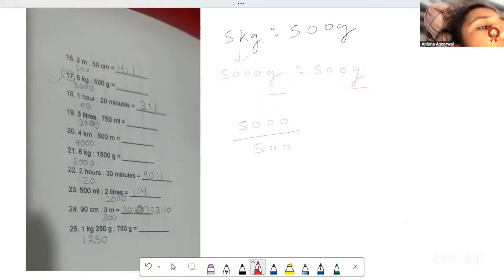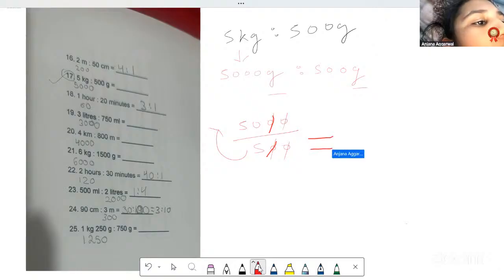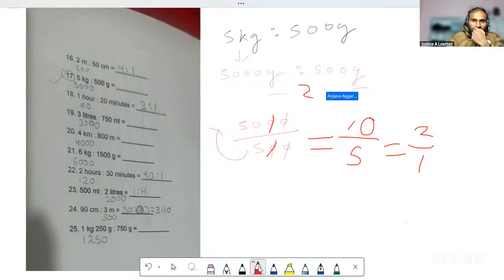No, what I meant was that now I don't know what to do. I did this part. I wrote 5,000 underneath, but I don't get how I simplify it. Simple. You can even just divide 5,000 by 500, or a simple trick: zero can be cancelled with zero. I told you this yesterday. Oh, I forgot about the zero part. Yeah. So you can have 10 and 5, and then 2 and 1. So the answer is 2 to 1.